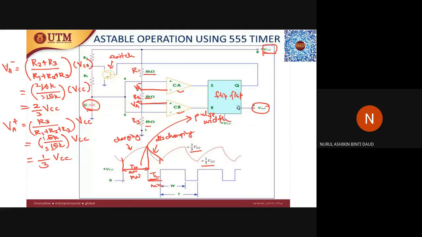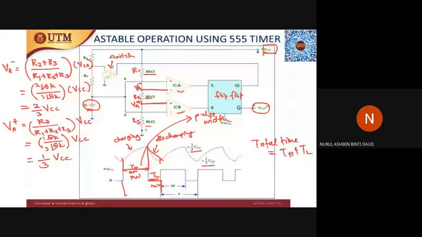So what is the total time of this oscillation? The total time equals TH plus TL. That will be the total time of this oscillation. So let's look at what the value of TH is and what the value of TL is.